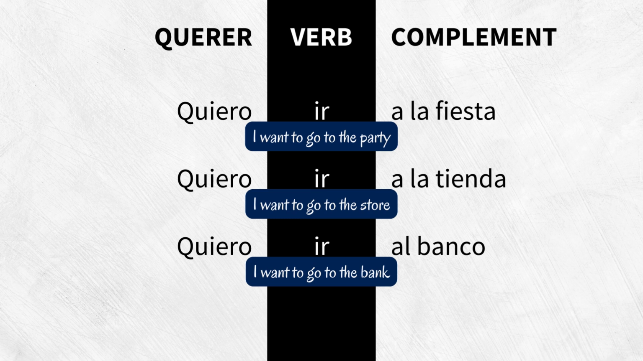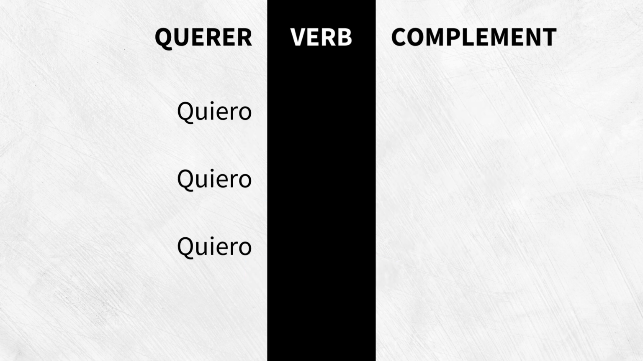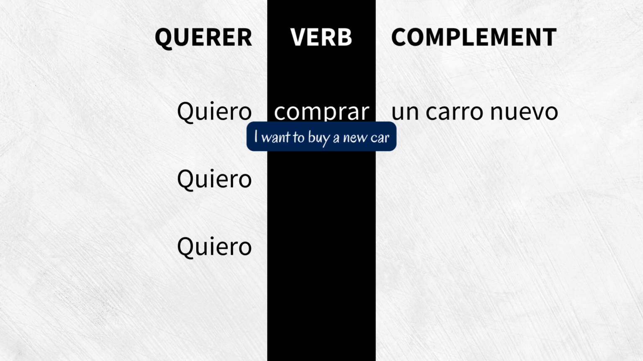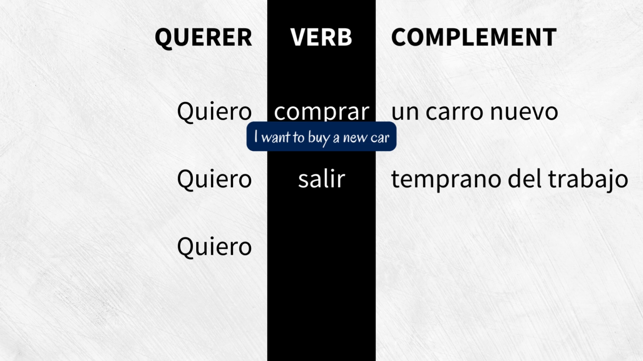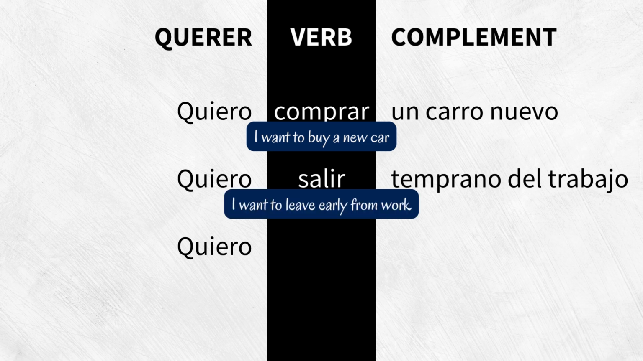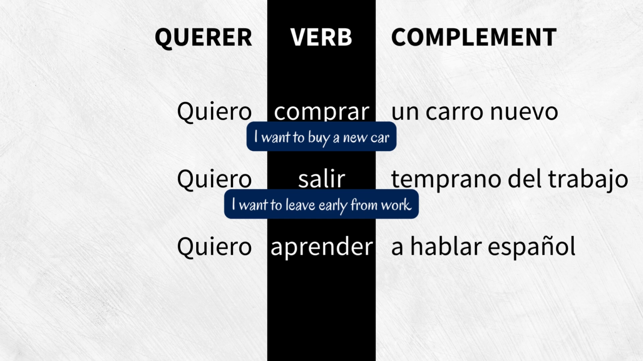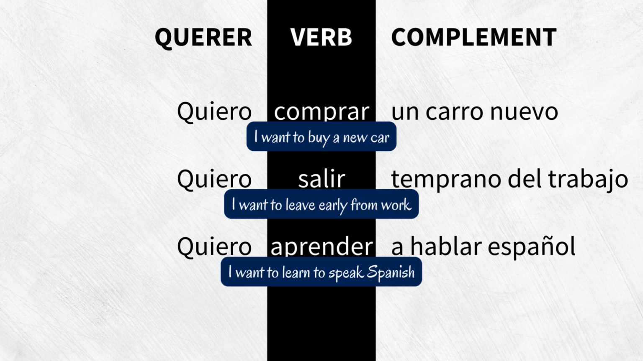But we can use other verbs as well. For example, quiero comprar un carro nuevo. I want to buy a new car. Or quiero salir temprano del trabajo. I want to leave early from work. Or another example, quiero aprender a hablar español. I want to learn to speak Spanish. And you can use other verbs depending on what you're trying to say here.